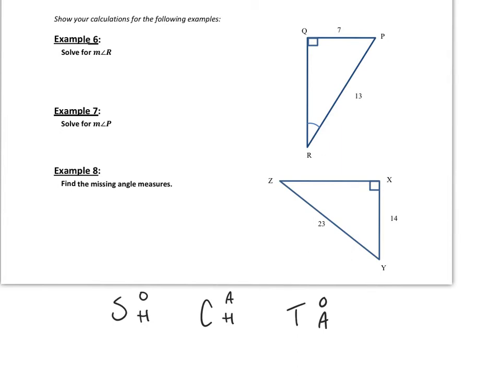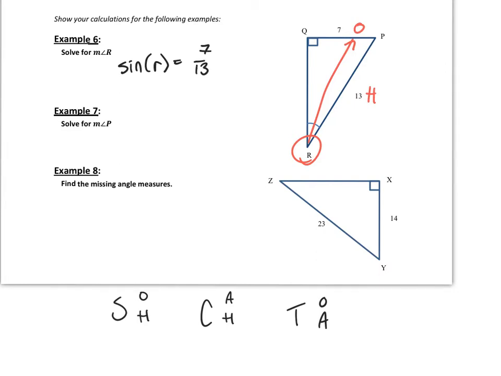So up here on our first example, we are looking for angle R, and we know both the opposite side and the hypotenuse. So which ratio compares the opposite and the hypotenuse? That would be sine. So we could write that the sine of R is equal to the opposite over the hypotenuse, or 7 over 13.